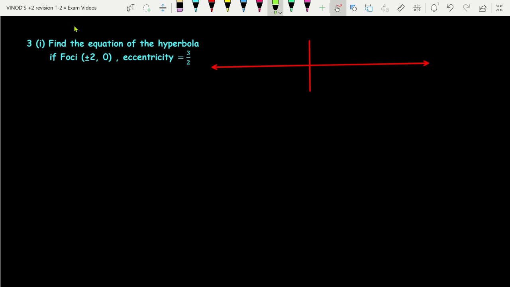This is in exercise 5.2, problem number 3, first subdivision. Foci is plus or minus 2, 0. So the foci lie on the x-axis because the y-coordinate is 0. So 2, 0 on the right side, and on the left side of the y-axis you have minus 2, 0. These are the two foci. F1 and F2 are the foci.